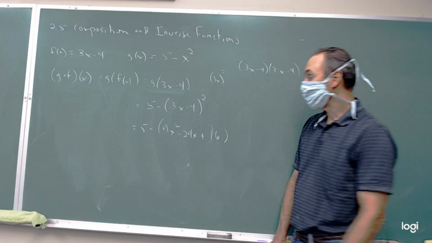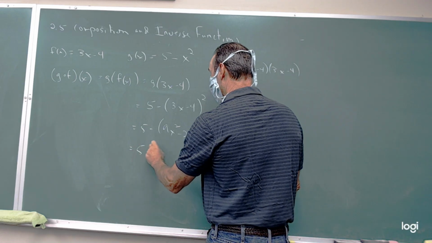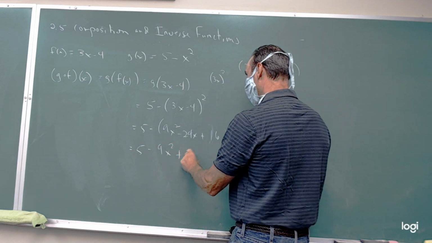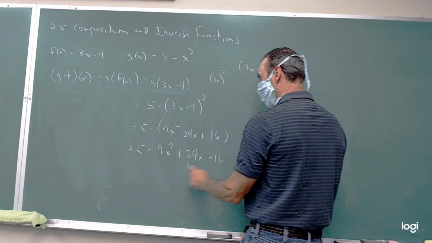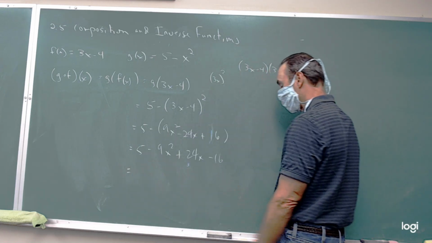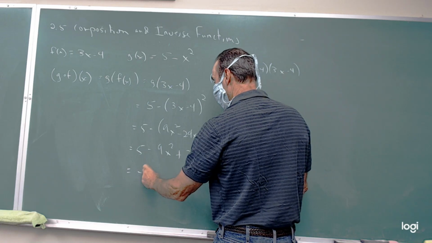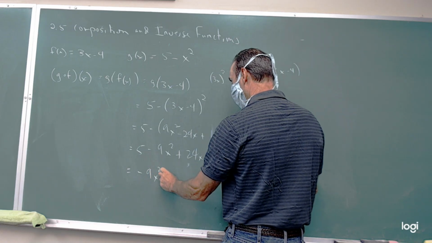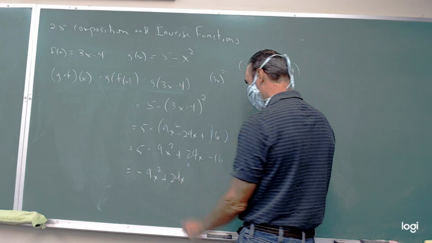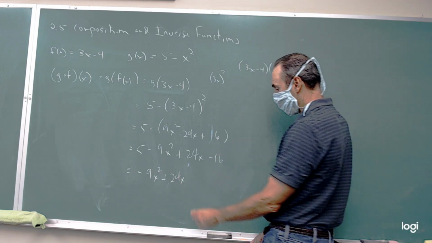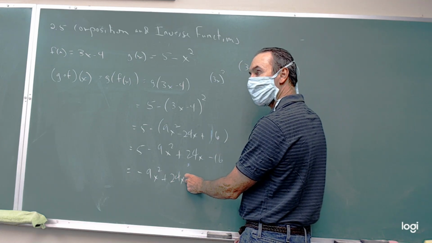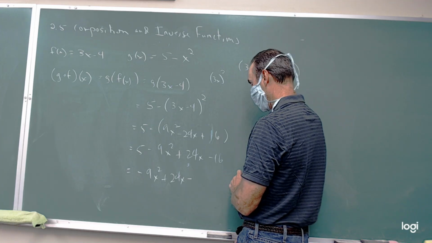And we can distribute that negative sign and combine anything that we can. So it looks like we can combine the negative 16 and the 5. I'm going to leave it as negative 9x squared plus 24x. And then negative 16 minus 5 is going to be... Wouldn't it be plus 5?